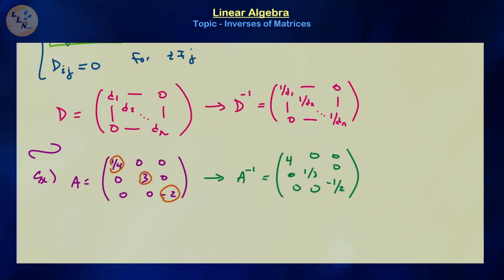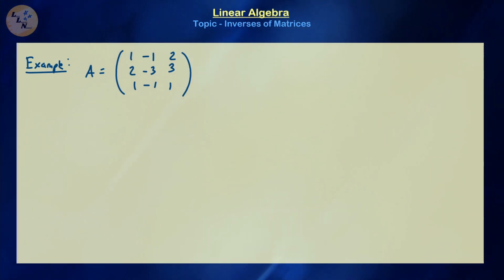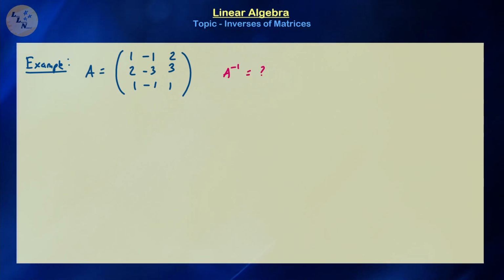Right, and you can of course justify that by doing A times A inverse and A inverse times A. That's going to give you the identity regardless of which way you do that multiplication. Now let us do an example of a 3 by 3 matrix that isn't diagonal, and moreover it's not upper triangular or lower triangular either. Right, so this of course will be a little bit more tedious in the general case. So our question is, what is the inverse of this 3 by 3 matrix?